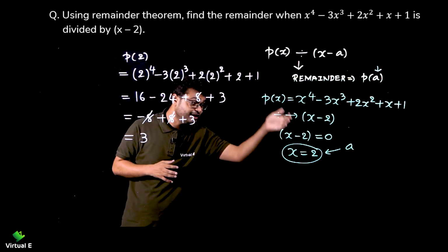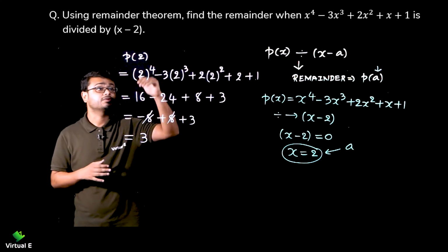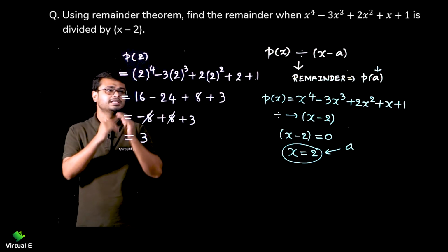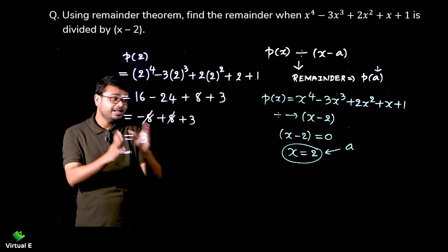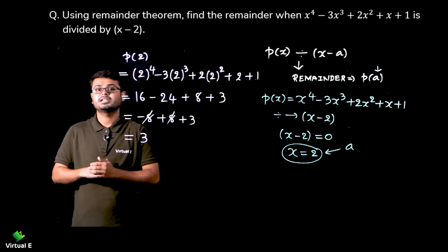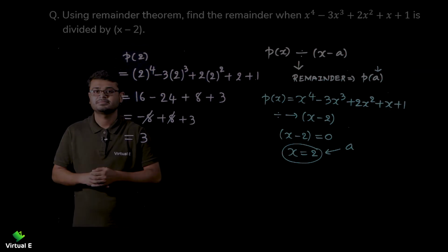We need to get the value of a, substitute into the polynomial. We already know how to find the value of a polynomial. That only we need to do. But that value also we need to find. So this is how we solve the sums related to remainder theorem. Let's move to the next question.